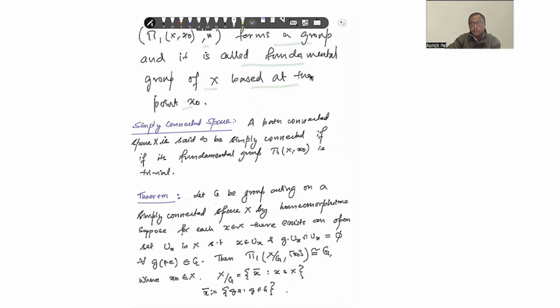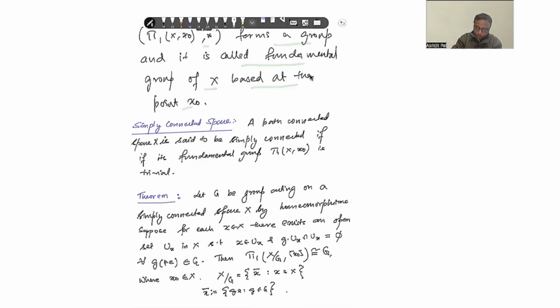So if I take X to be Rn, it is a convex space. If I take any x naught and any point x, I can join x naught to x by a straight line. So if I take this homotopy, H(x, t) is (1 minus t) x plus t x naught. This is called the straight line homotopy. So this will prove that the fundamental group of Rn is trivial.